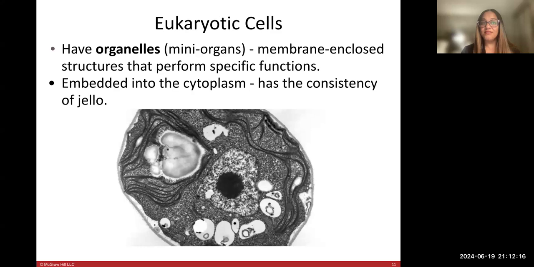So eukaryotic cells have organelles, they're mini organs, membrane-enclosed structures that perform specific functions. They're embedded into the cytoplasm. Like I said, the cytoplasm has the consistency of Jell-O, where fruit salad is kind of stuck in there, and it can wiggle around a little bit because it's semi-solid, but that's what the cytoplasm is like.